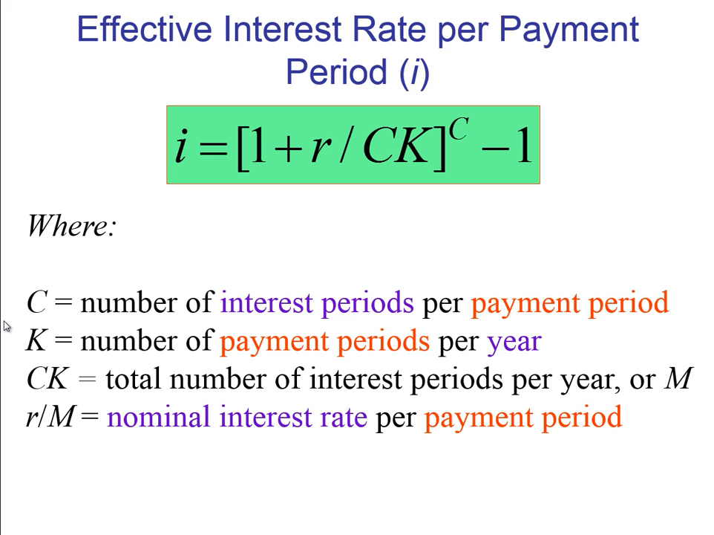Considering the interest periods per payment period, the formula will be I equal to (1 plus R divided by C multiplied by K) all to the power C, minus 1. R is the nominal interest rate, C is the number of interest periods per payment period, and K is the number of payment periods per year. And this is the formula that we are going to use to calculate the effective interest rate.